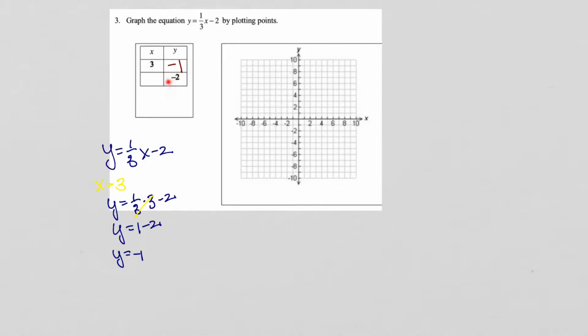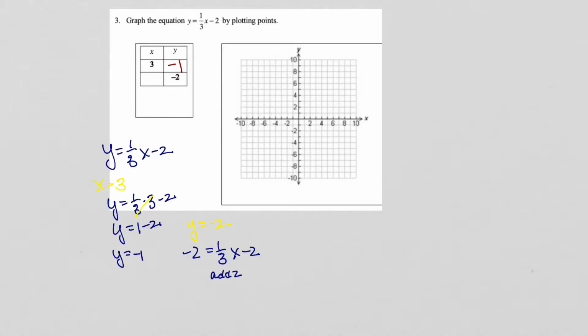And now let's see what we can get when y is -2. So we will say down here maybe that y equals -2. And that's going to look like, okay, put that -2 in here for y. We're going to get -2 equals 1/3 x minus 2. Now, a couple of ways we can do this. Why don't we do this? Why don't we add 2 to each side?